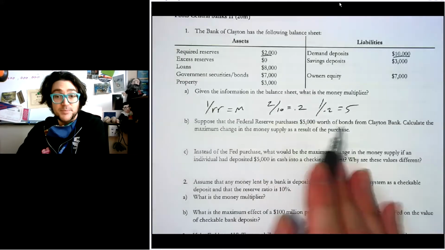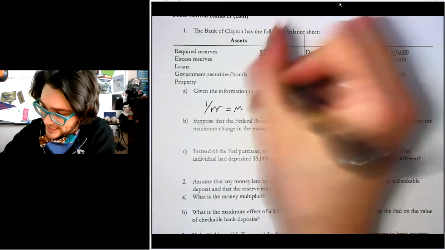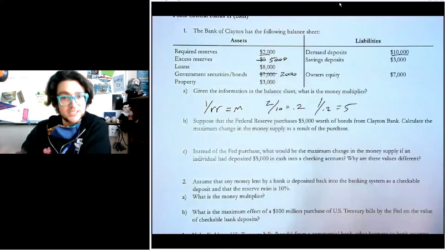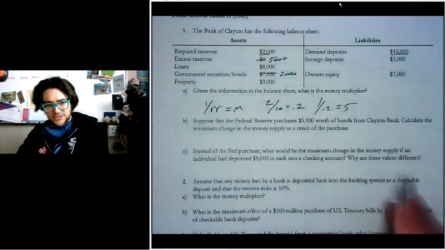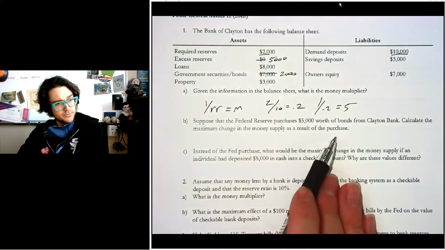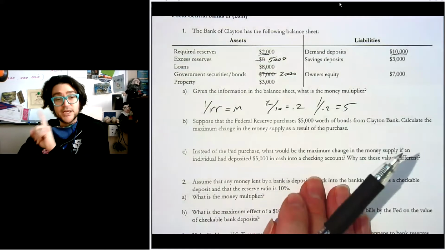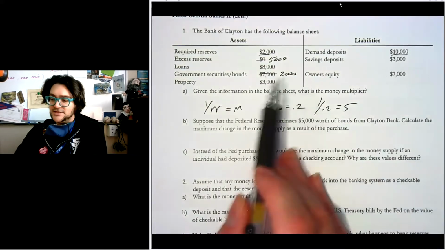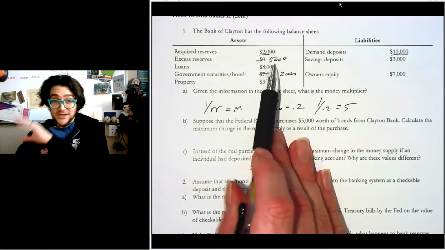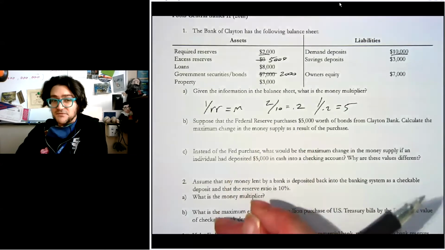Now, suppose that the Fed buys $5,000 worth of bonds from Clayton Bank. We did this in the last video, so we know what happens: they get $5,000 in excess reserves, and the bonds go down to $2,000. Then it says calculate the maximum change in the money supply as a result of the purchase. The initial change in the money supply, we can immediately quantify. When they did that, they created $5,000 more. There are new $5,000 that just exist out of thin air. So clearly the number is going to be at least 5,000.